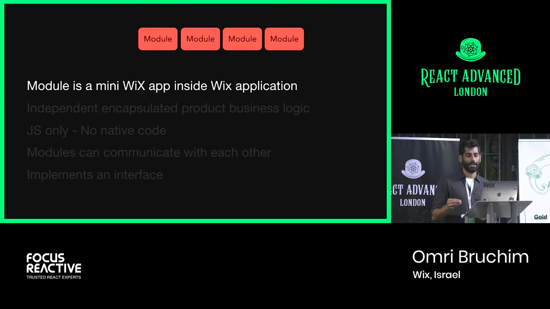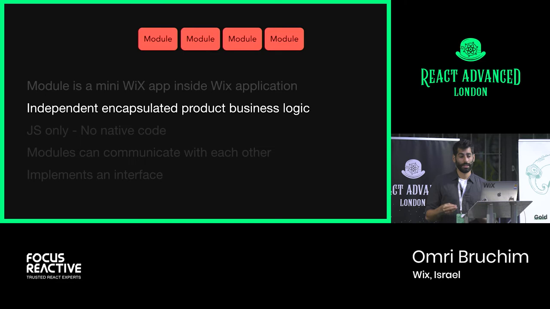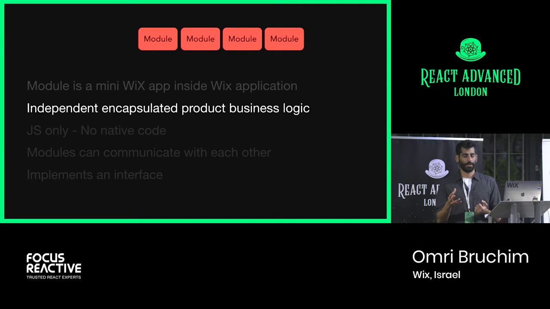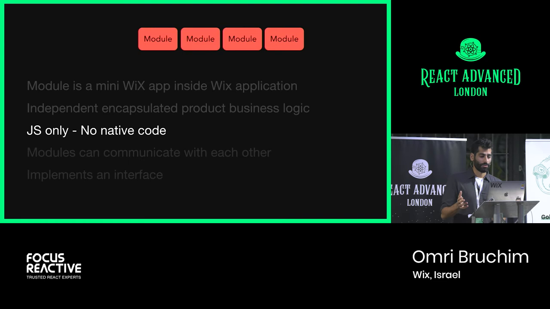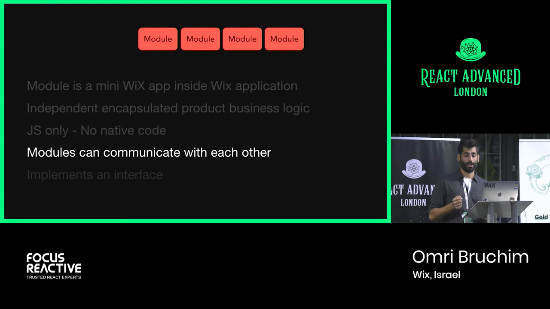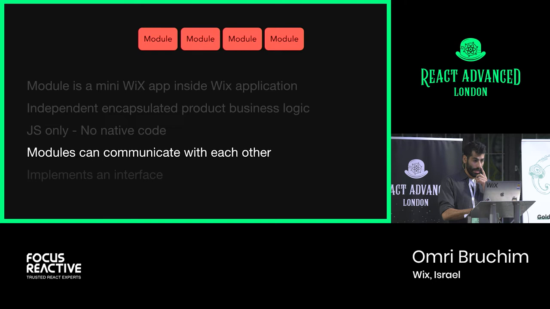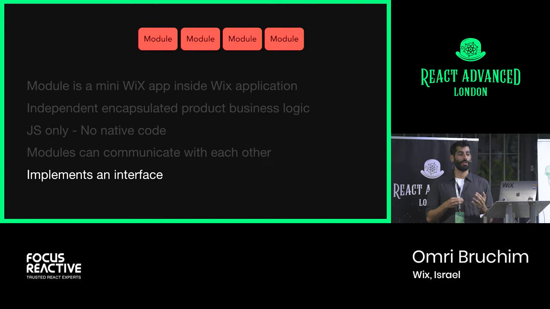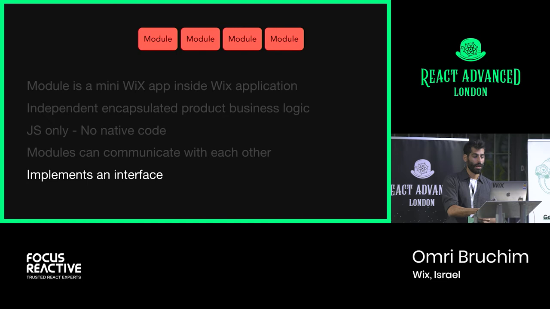A module is actually a mini Wix application inside the app. You can think about it as an application in iOS or in Android. A module is written only with JavaScript, which means the team doesn't need to hire any native developers. It's a huge advantage for us. Modules can, of course, communicate with each other. Even though they are implemented by different teams, we have tons of integration between them. Each module should include or implement an interface, which is the contract with the outside world, with the other teams. So this was the module.